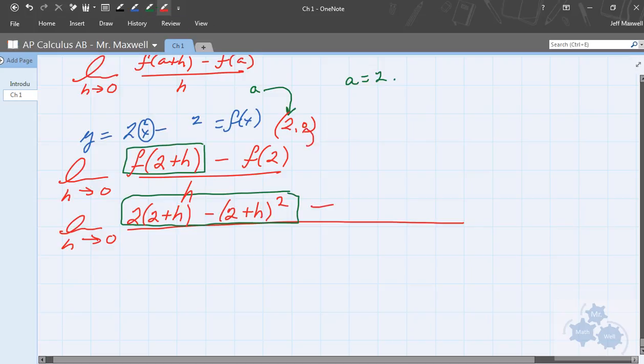f of 2 we know is 0, because that's the y value of the point. Minus 0, all over h. We're not substituting anything in for h. h is an arbitrary distance that these 2 points are apart, and I'm going to let that arbitrary distance approach 0 and find out what the slope does. Whatever that slope does, that's going to be the slope of the tangent.